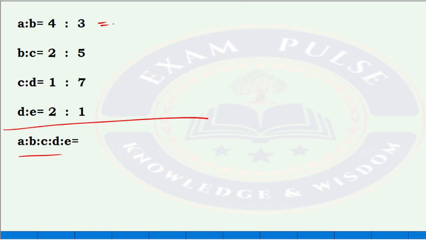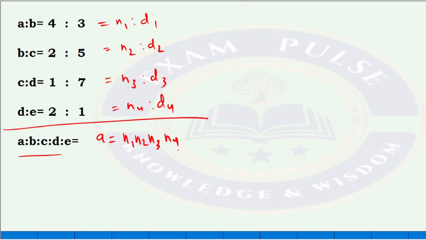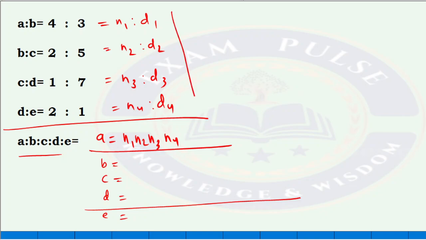Same thing, I will be writing here. Numerator 1, denominator 1. Numerator 2, denominator 2. Numerator 3, denominator 3. Numerator 4, denominator 4. Now, what is A value? In order to get A value, multiply all the numerators, N1, N2, N3, N4. Now, for some time forget about B, C, D. Work out on E. What is the last one? Multiply all the denominators, D1, D2, D3, D4.